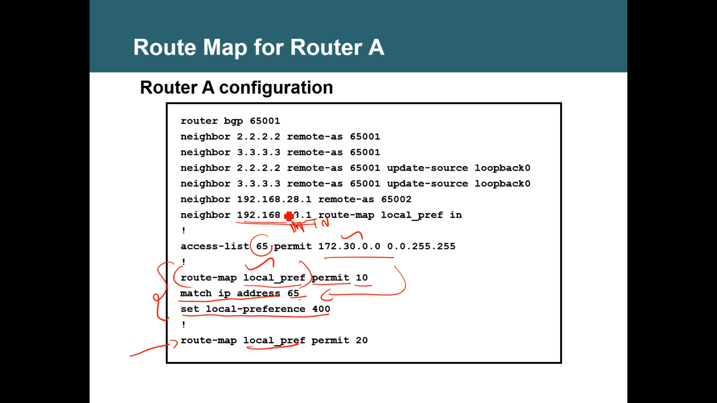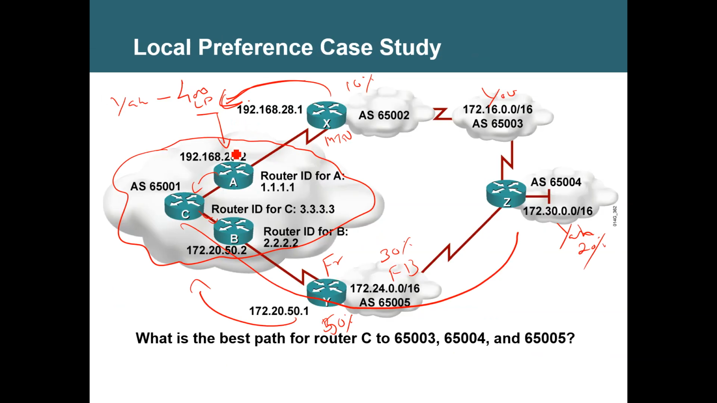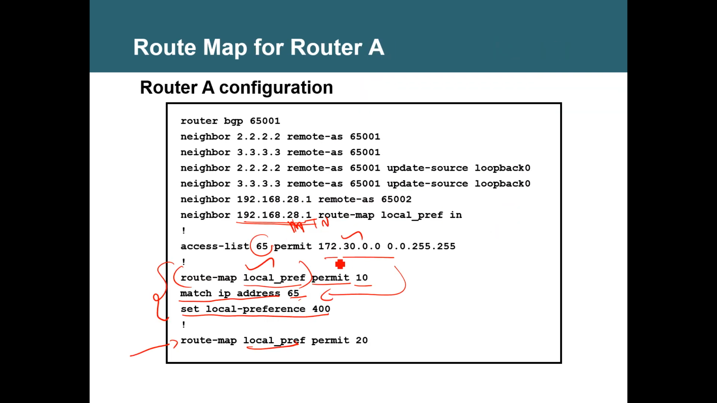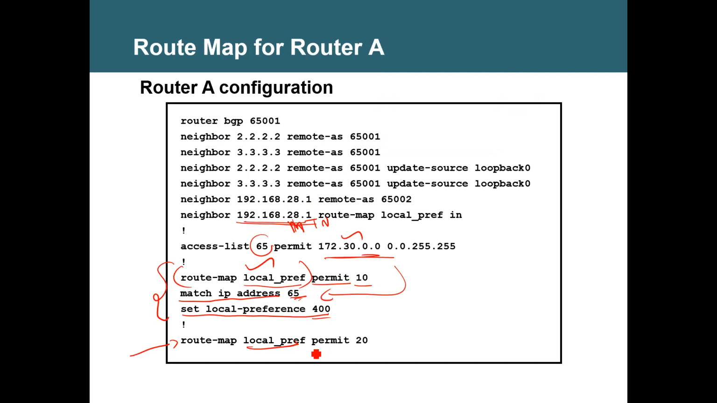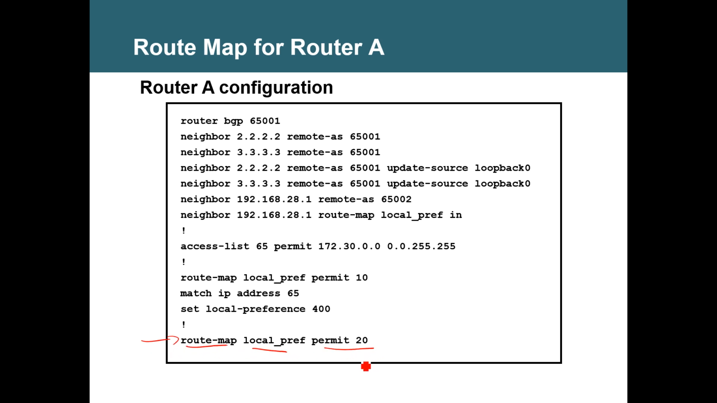This is MTN's address. We are configuring this on router A, and this is MTN's address. We say when an update comes from MTN, if the Yahoo update is coming, set 400. But MTN will be advertising other networks as well, YouTube and many other networks. For those networks, we do not want to have any local preference set. We want to receive it as it is.